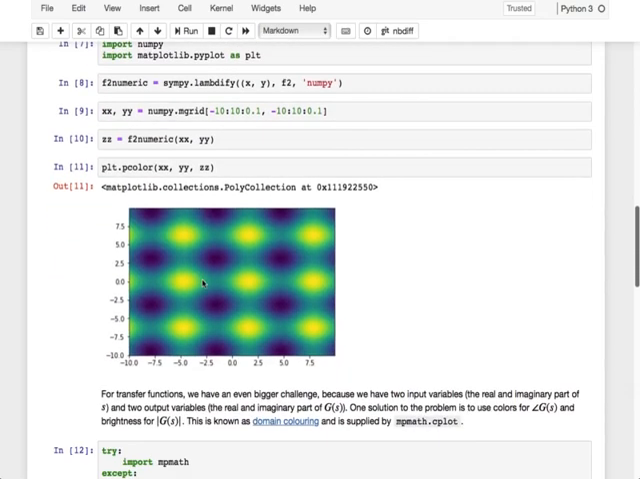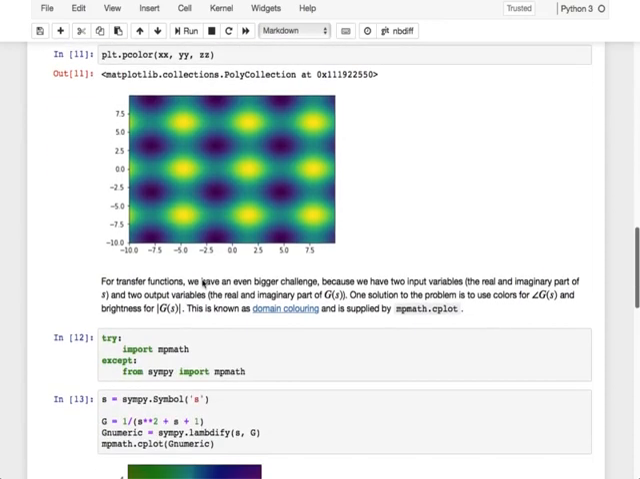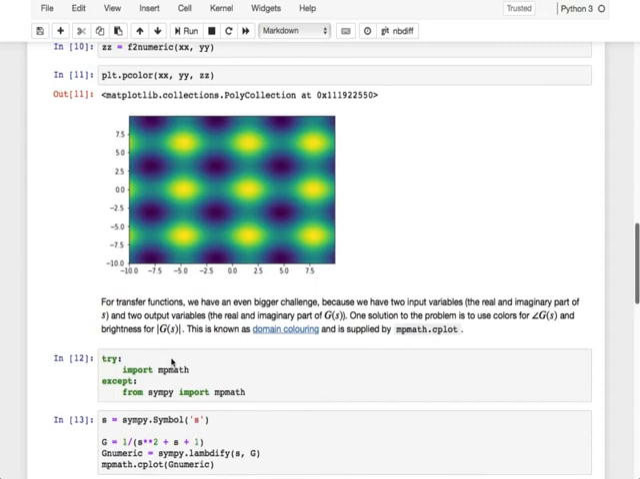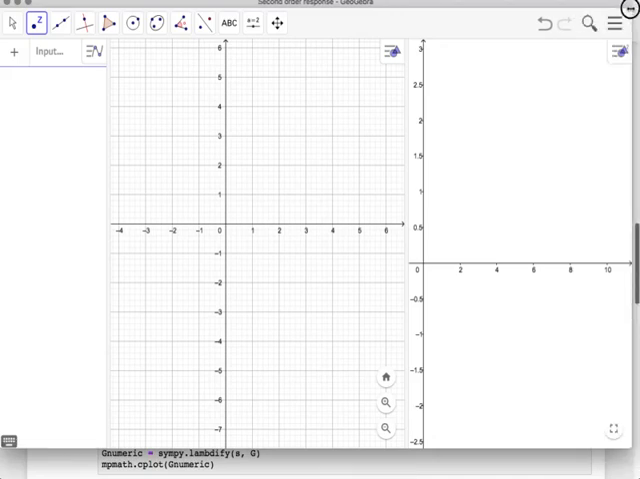But we're faced with a bit of a challenge when we have a complex function of complex variables. If I have something like g of s, then actually I have two input variables, the real and imaginary part of s, and two output variables, which are the real and imaginary parts of g of s. Now I'm going to switch to GeoGebra quickly to just give you an idea of what I'm talking about by a two-dimensional mapping like this.